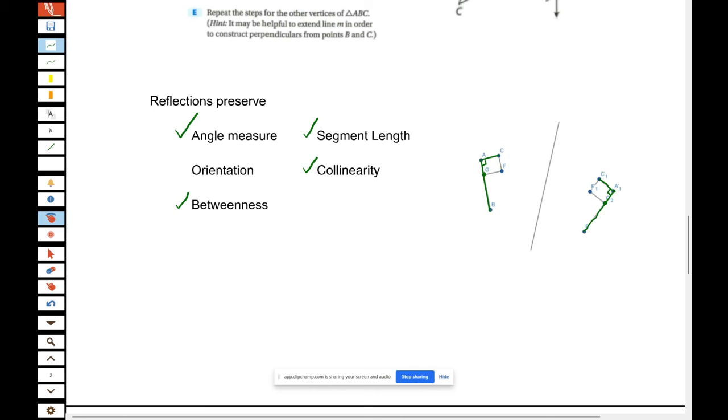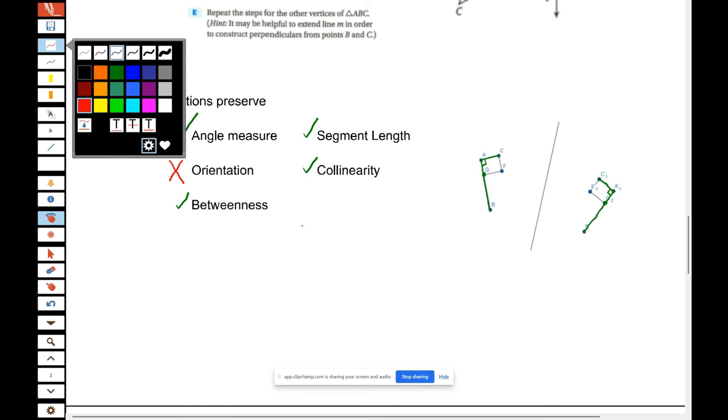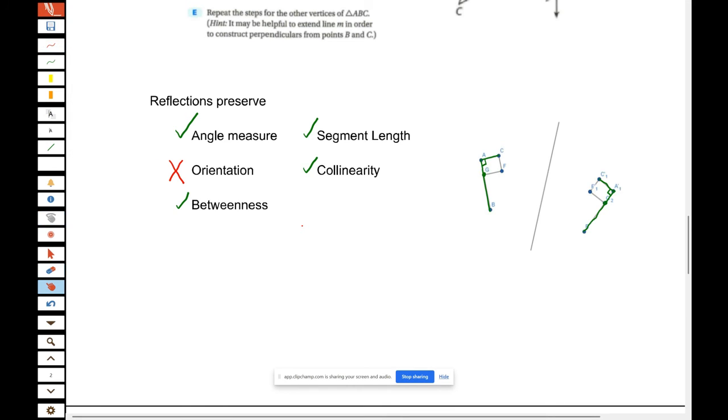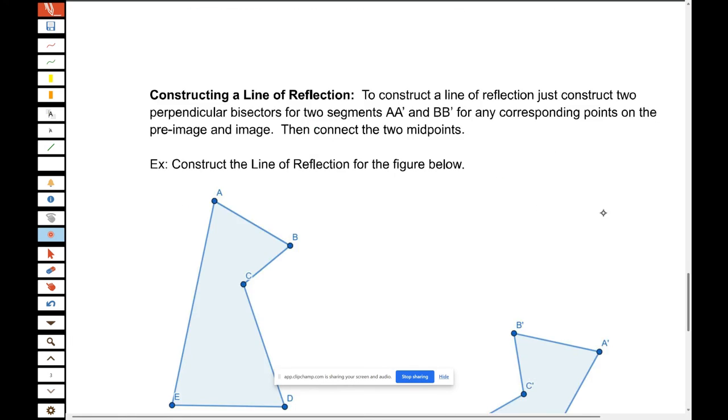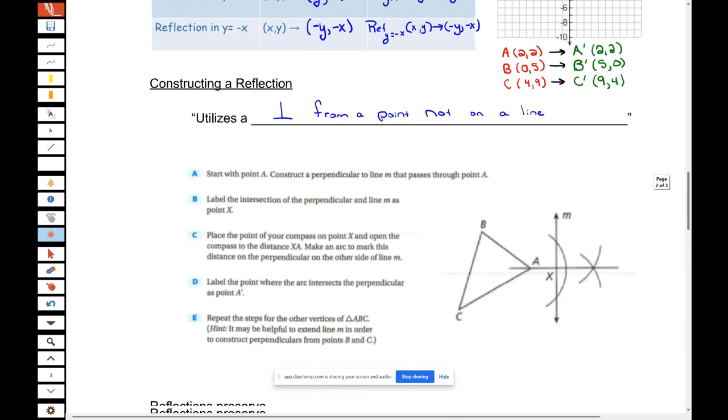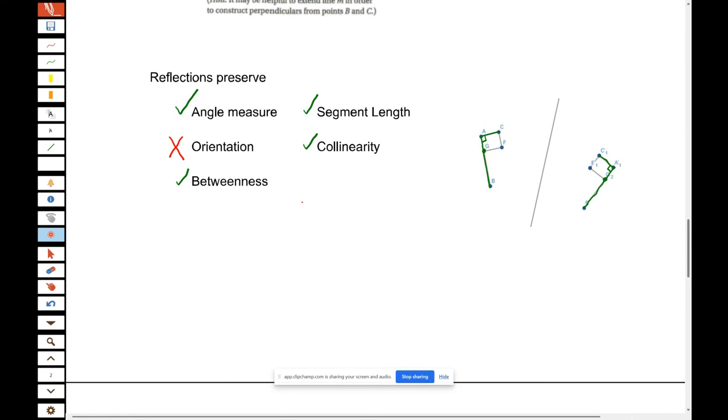The one thing that is not preserved is orientation. You can see if you look at the figure that this letter P here is orientated pointing to the right, but here it's pointing to the left. Now, there's a more concrete way to test that I want to show you that has to do with naming the figure. And so I'm just going to use this figure to name it.